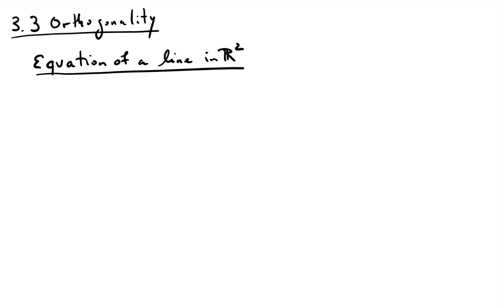Section 3.3 is called Orthogonality, but it's mostly a section about lines and planes in space, and the concept of orthogonality, which means things being perpendicular, is used. So in this course, when you read the word orthogonal, perpendicular, that means things are at a right angle.